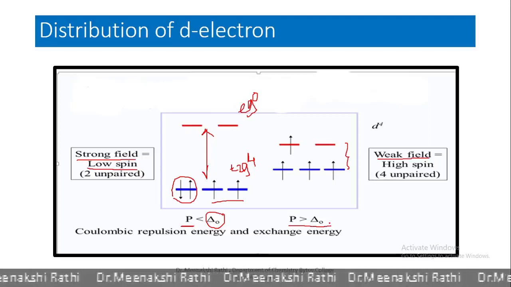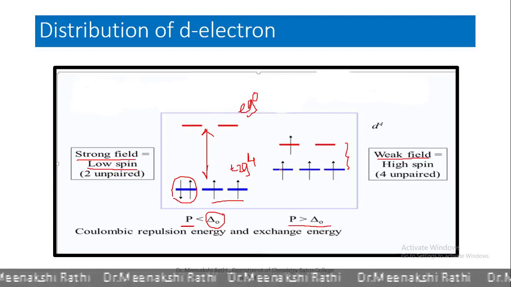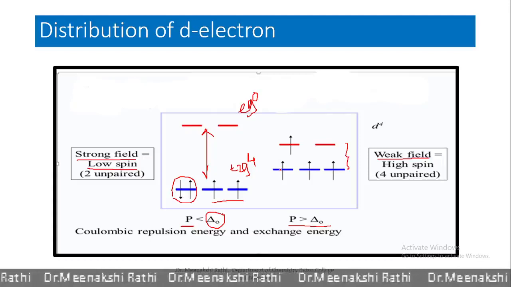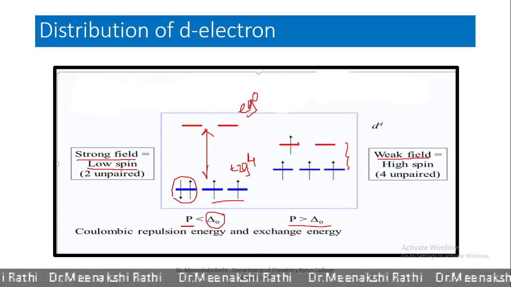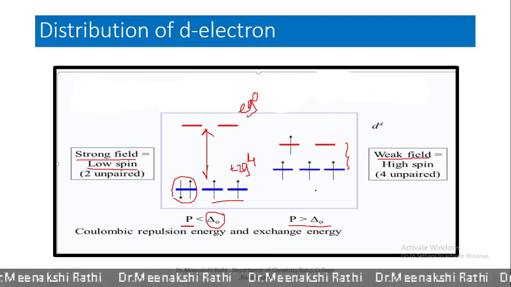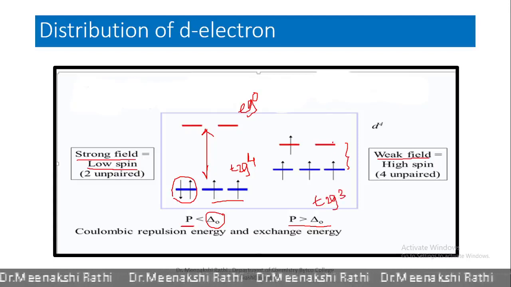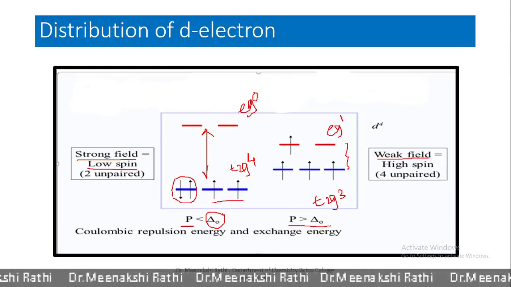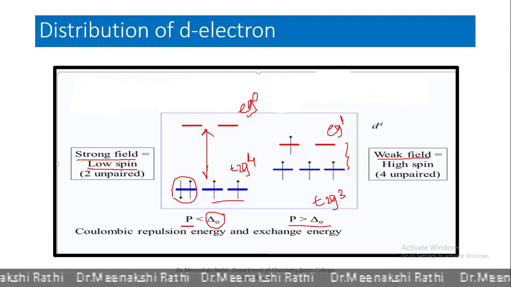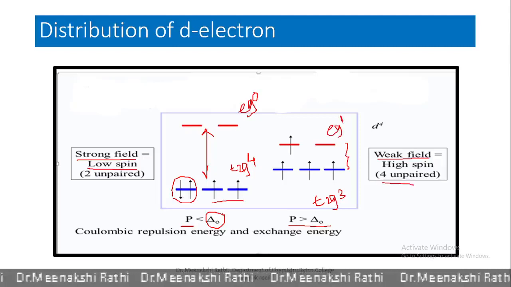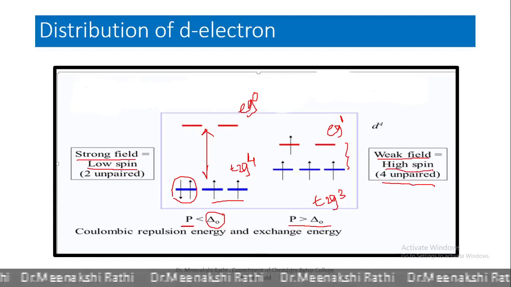And when pairing energy is more, but the splitting energy is less, the fourth electron always prefers to jump or occupies the eg orbital instead of pairing. So now we will get the electronic configuration t2g3, eg1, and all these 4 electrons are unpaired. That means in weak field ligand, we get 4 unpaired electrons. More the unpaired electrons, that means the high spin complex.